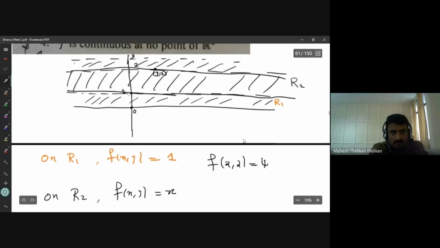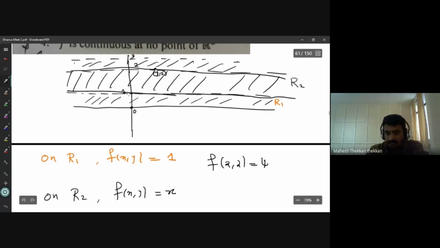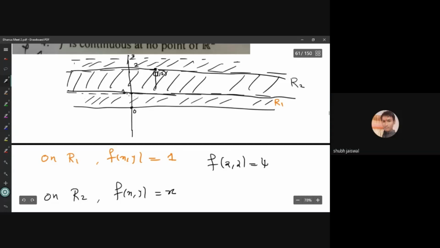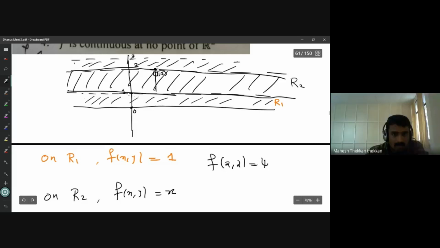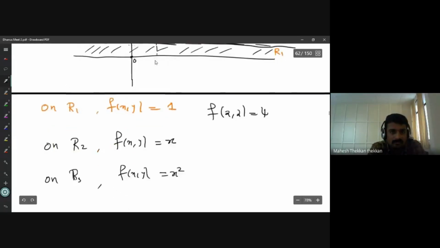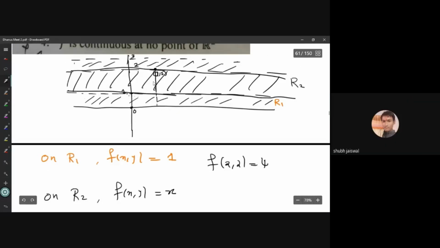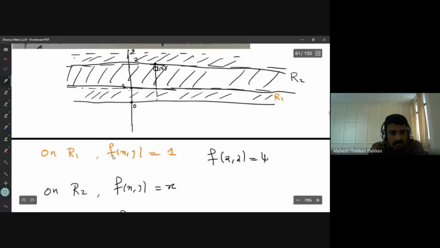Okay. Now, what about the region on the left, R2? In the R2 region, what about the function value? If I look at any line like this, a vertical line, what about the function value on that line? That line belongs to the region R2. So what about the function value on that line? X itself. Yes, the function value f of x, y is x.